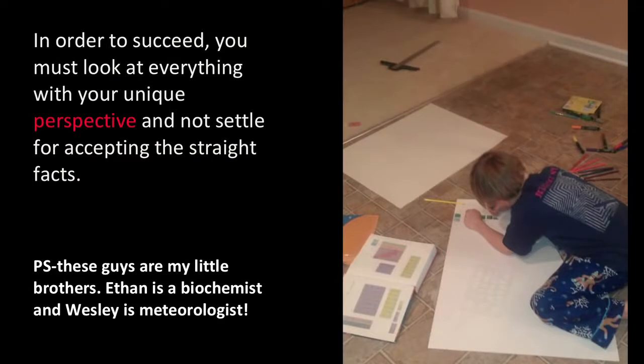In order to succeed, you have to look at everything with your own unique perspective. Okay? What does that mean? That means that when you think, you must think in your own creative way, not accepting everything that's already out there. By the way, the people I'm showing in the background are my little brothers, Ethan and Wesley. One of them's a chemist and the other one's a meteorologist.